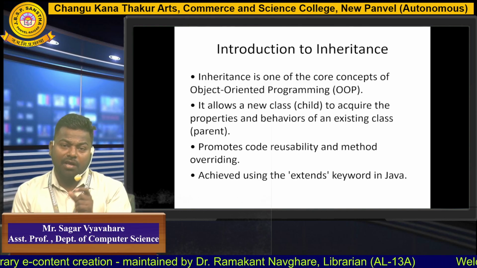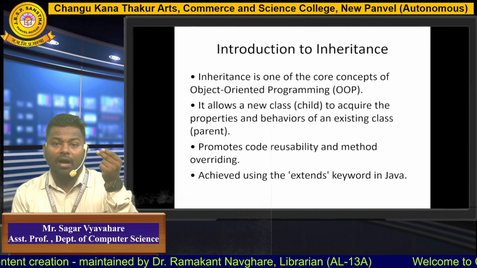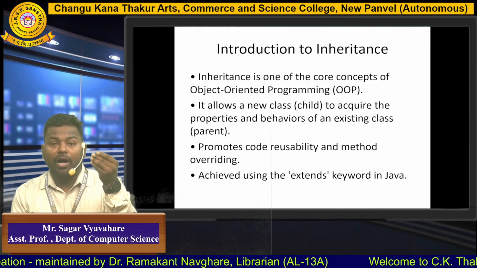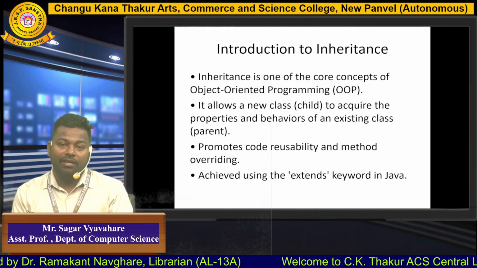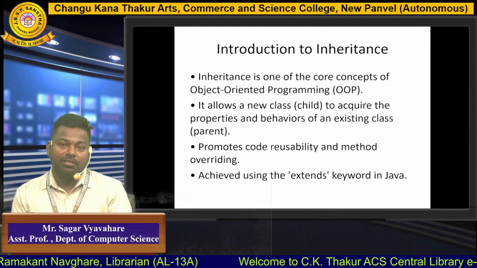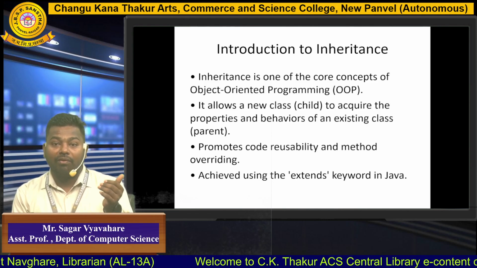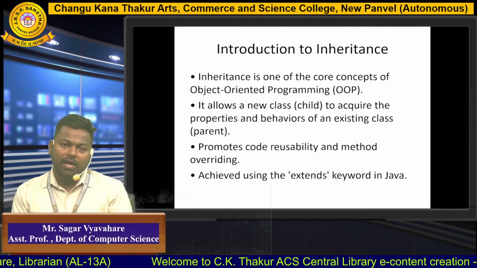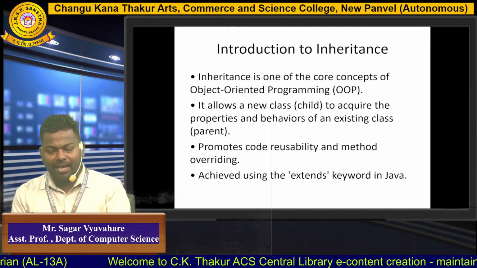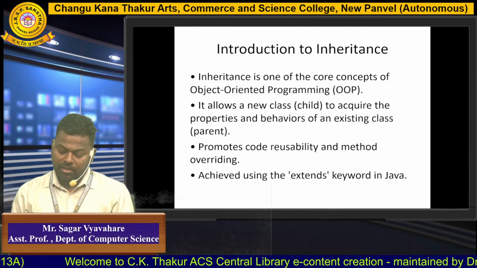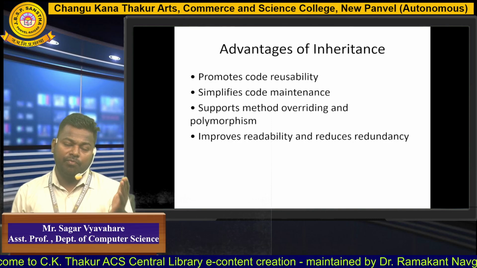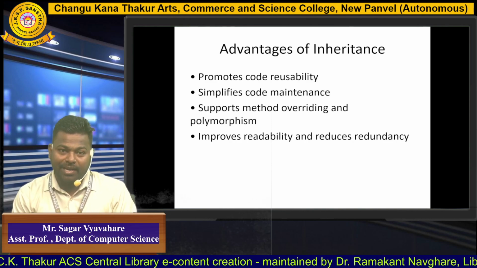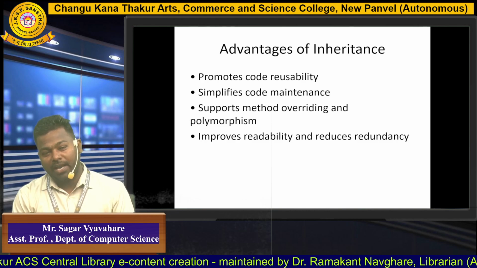How can a class acquire the properties of another class? There is a keyword extends which helps us acquire the properties of another class. Now how to do this? We will see an example of each kind of inheritance. So let's start. Before that, we'll see what the advantages of using inheritance are in any object-oriented programming language.